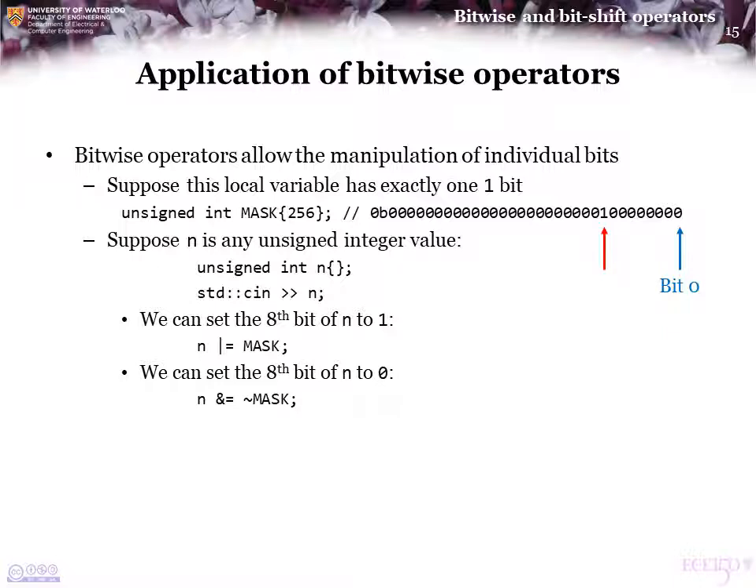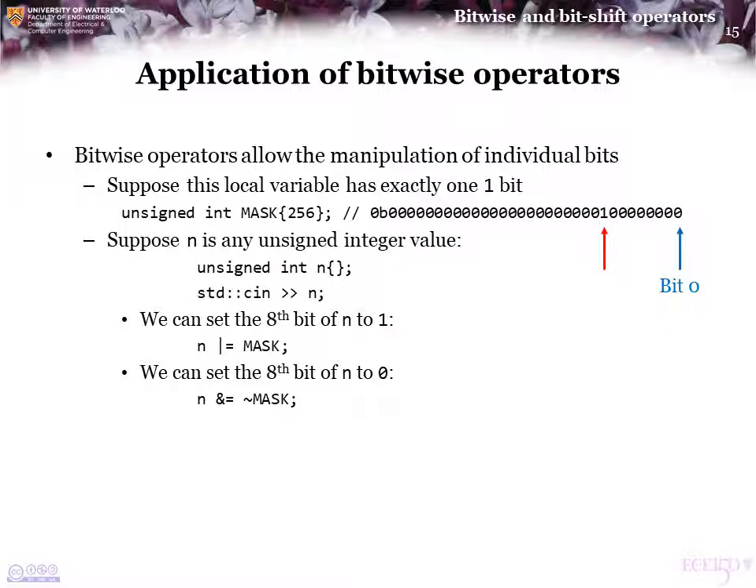Alternatively, I can set the 8th bit of n to 0. So I'm doing an automatic assignment of the bitwise operator AND with the complement of the mask. So what does this do? Well, the 8th bit is 1. Now, if we do a complement, then all the bits will be 1 except for the 8th bit.